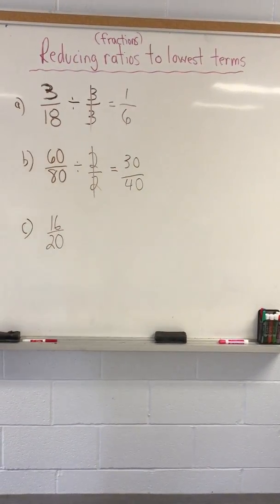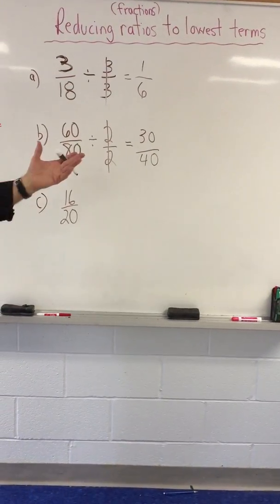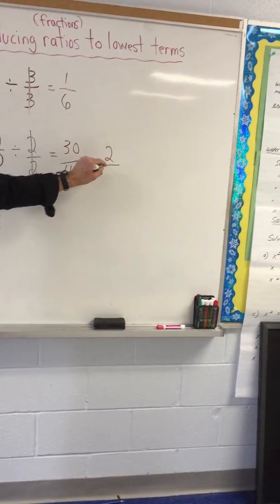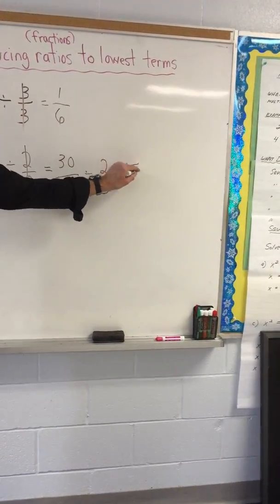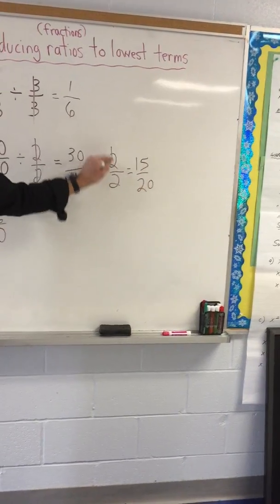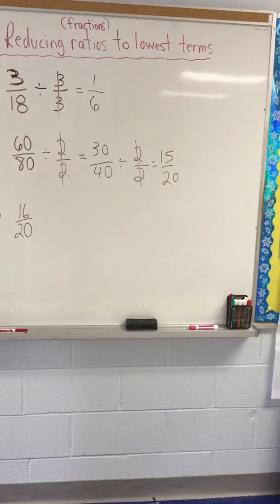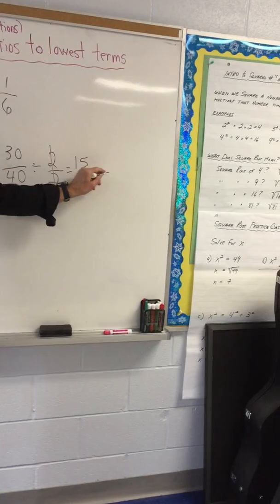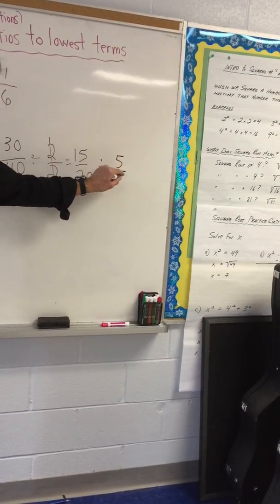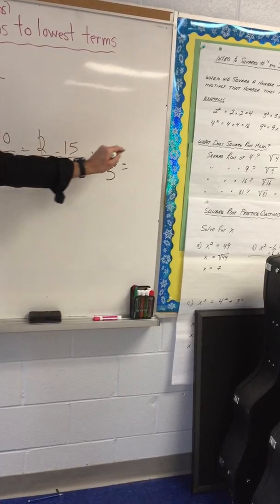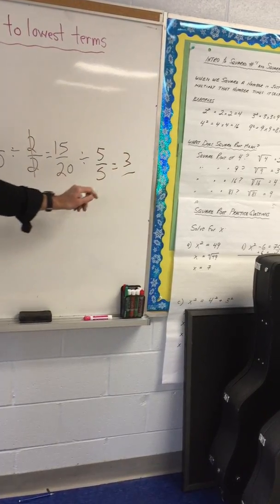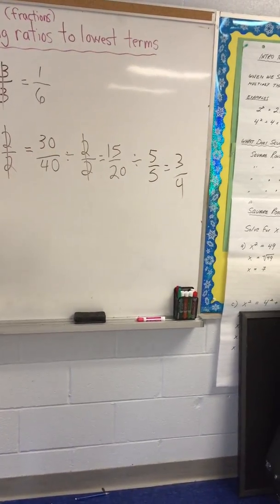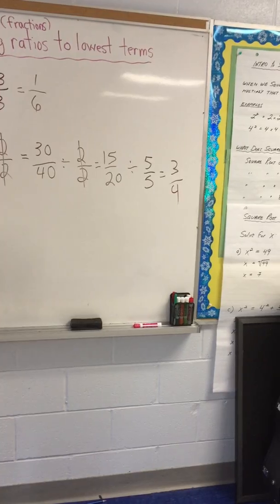We could say, what number goes into both of these numbers? Well, you could say 2 again. Let's just try that. We could keep going that way. Divided by 2, that will be 15 over 20. And now we could say, what number do both of these go into? That's 5. So divided by 5, 15 divided by 5 is 3, and 20 divided by 5 is 4. Now we're down to a number that nothing other than 1 will go into both of them.